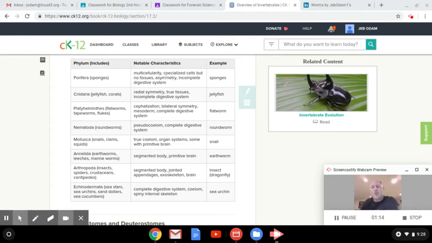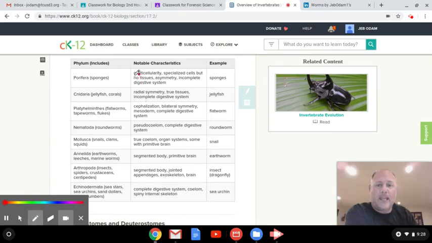All right, so I want to go back and review here a little bit. We started with the invertebrates, the introduction to the animal kingdom. At some point, some creature crawled out of the oceans and we started the animal kingdom. Okay, so the sponges, looking at some of the notable characteristics, we know that all animals are multicellular. That's a basic characteristic of all animals.